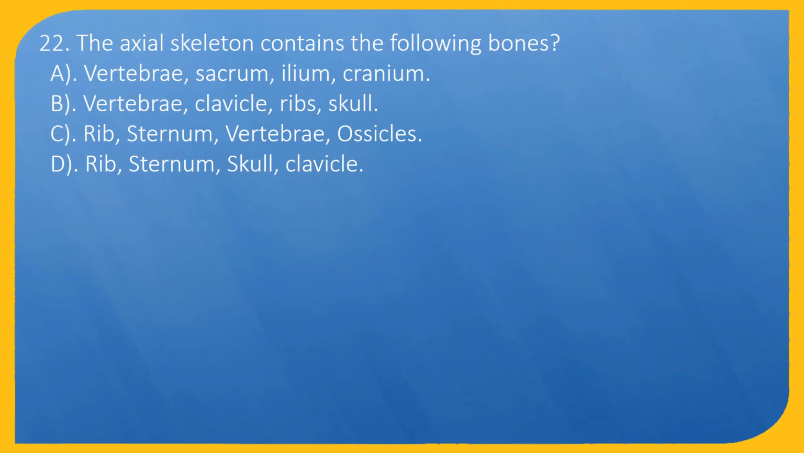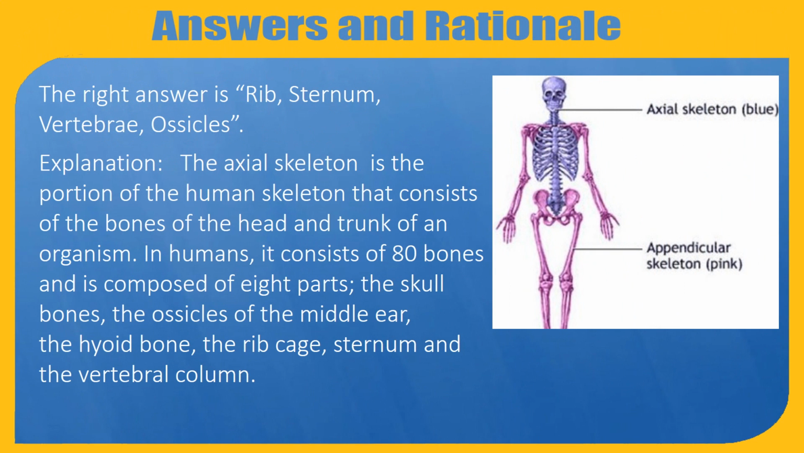Question 22. The axial skeleton contains the following bones? A. Vertebrae, sacrum, ilium, cranium. B. Vertebrae, clavicle, ribs, skull. C. Rib, sternum, vertebrae, ossicles. D. Rib, sternum, skull, clavicle. The right answer is rib, sternum, vertebrae, ossicles.